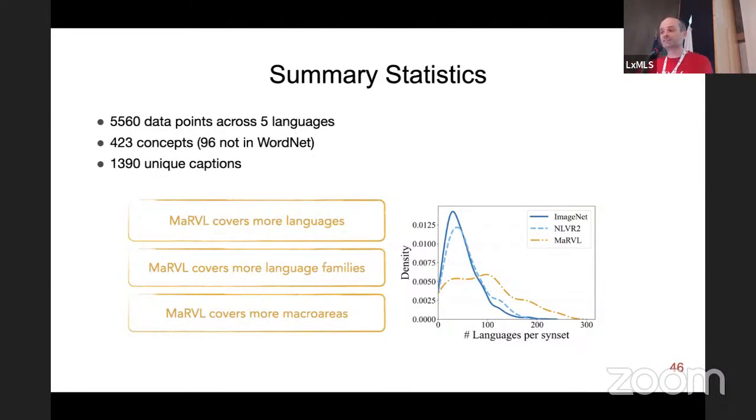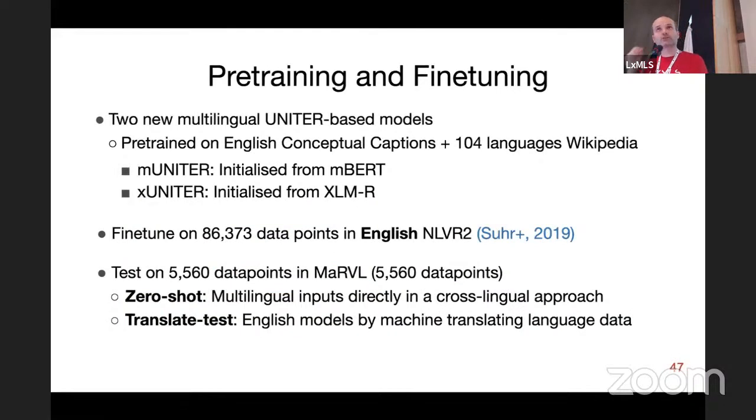And once we have this data, we can train and evaluate models on it to see how well they actually understand these cross-cultural concepts. So we have 2 models that we evaluate here. They're pre-trained on a combination of the English conceptual captions data, which we've already discussed, and a 104 languages version of Wikipedia. One model is initialized from MBERT, the other from XLM Roberta.